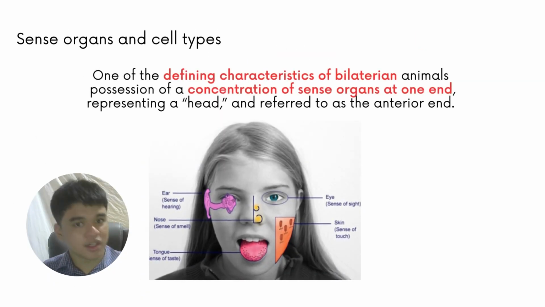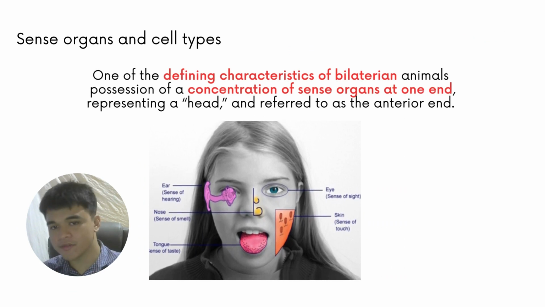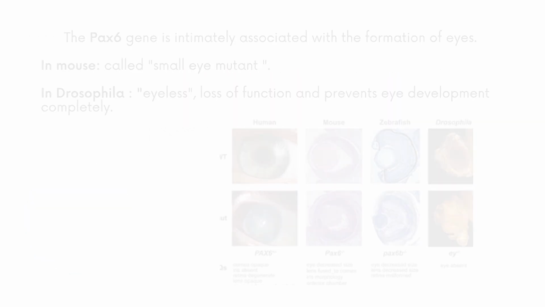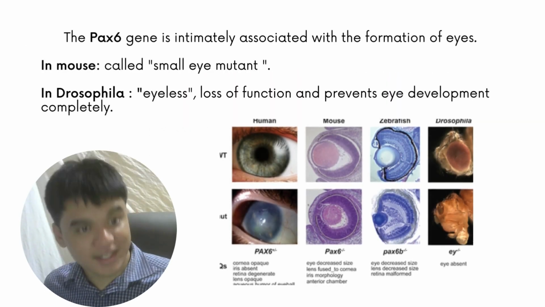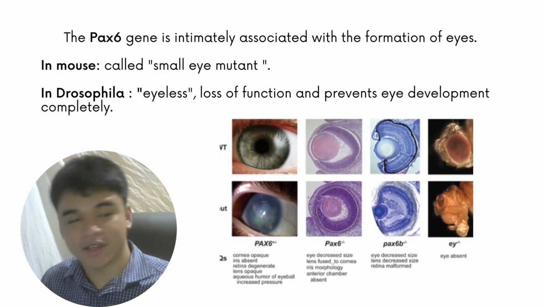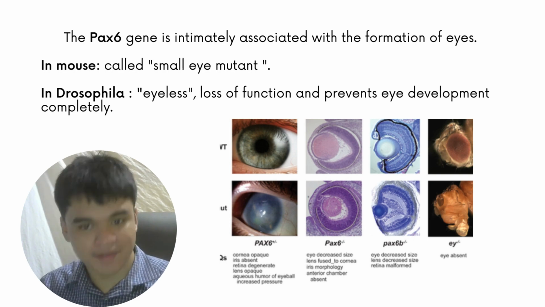And now to another topic titled sense organs and cell types. One of the important features of bilaterian animals is a head, a concentration of sight, sound, taste, smell, and other organs. And now to the PAX6 genes, which are important to the eye. We have the mouse, where it makes small eyes, as you can see in the picture, and we have Drosophila, which makes eyeless.